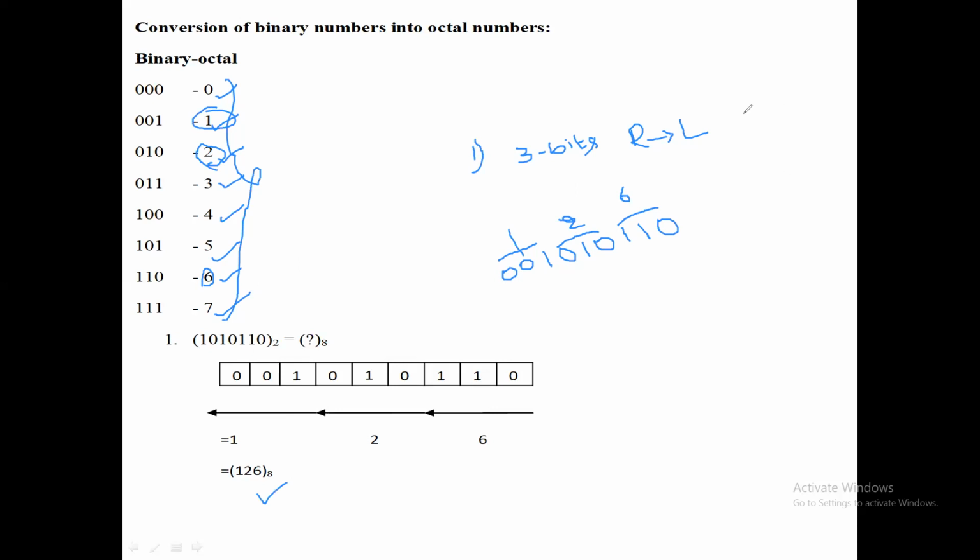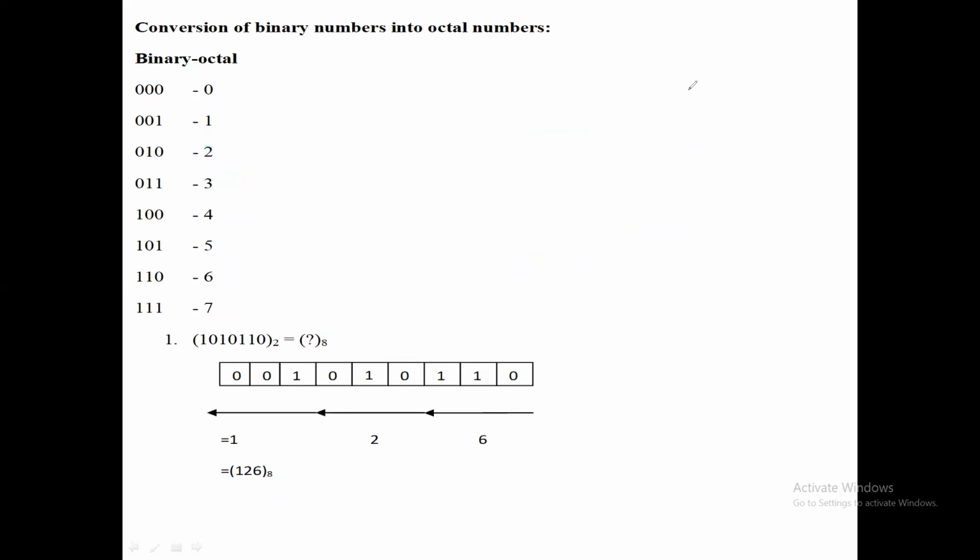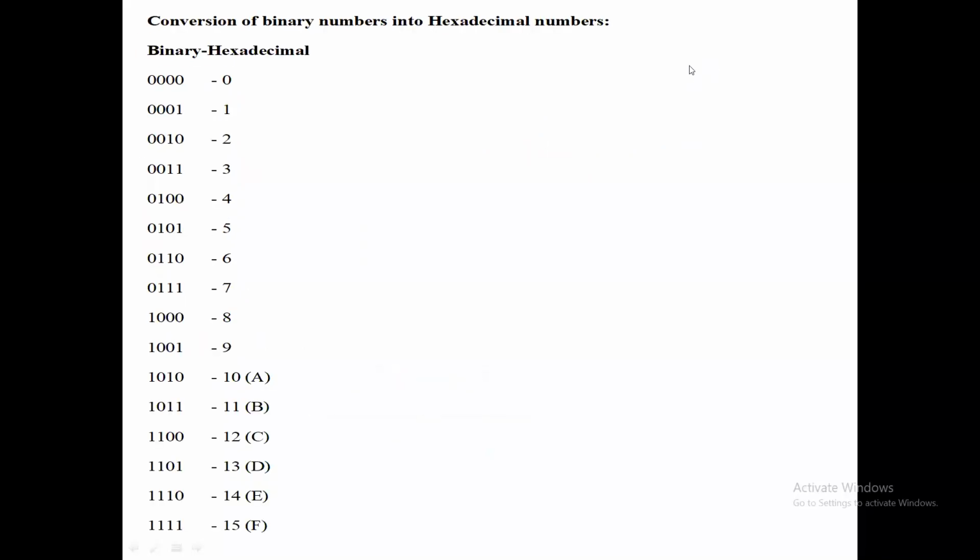It's a simple process. You just need to group from right to left, consider every 3 bits, and write down the decimal equivalents of the 3-bit groupings. Okay, that forms your octal number directly, right? It's a simple process, so I'm not giving another example for this. You can easily understand this.